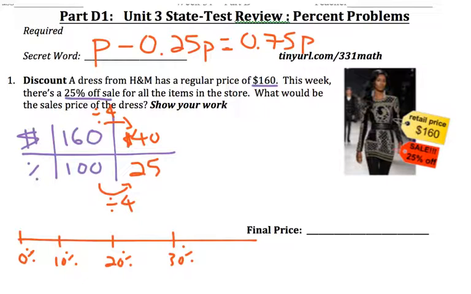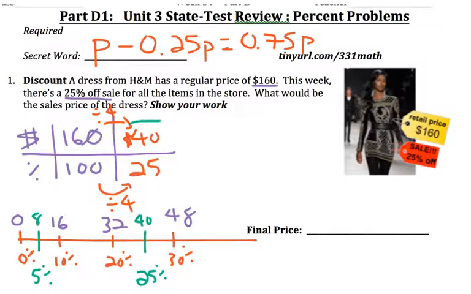You could also make a percent bar, and since 100% would be $160, 10% would be 16, and then you can scale up by that. Then I know 25% would be right here, and it might be useful to know that 5% is half of 16, which is 8, and then you can do 32 plus 8 to get 40. Either way, you should figure out that 25% is 40.